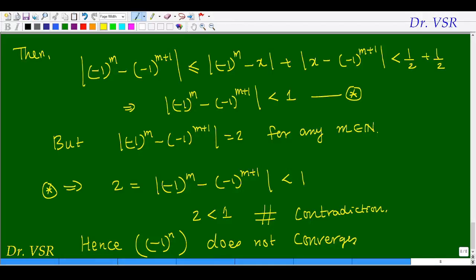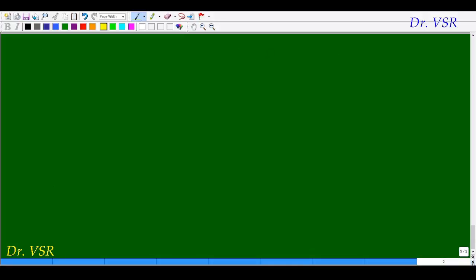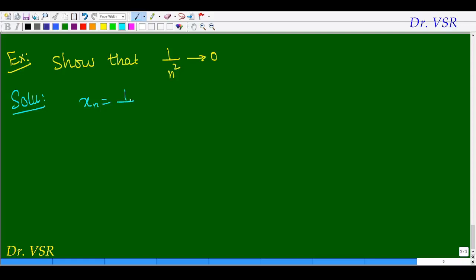Okay. So next example. Show that 1 by n square converges to 0. This is very simple. Solution: x_n is 1 by n square. To prove, what do we have to prove? We have to prove that x_n converges to 0.